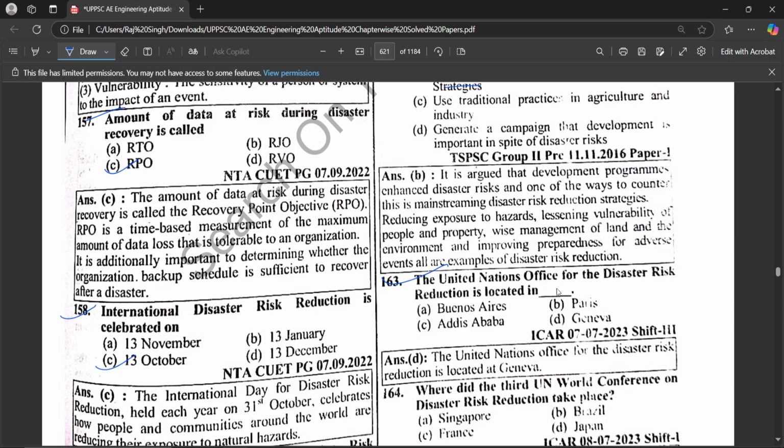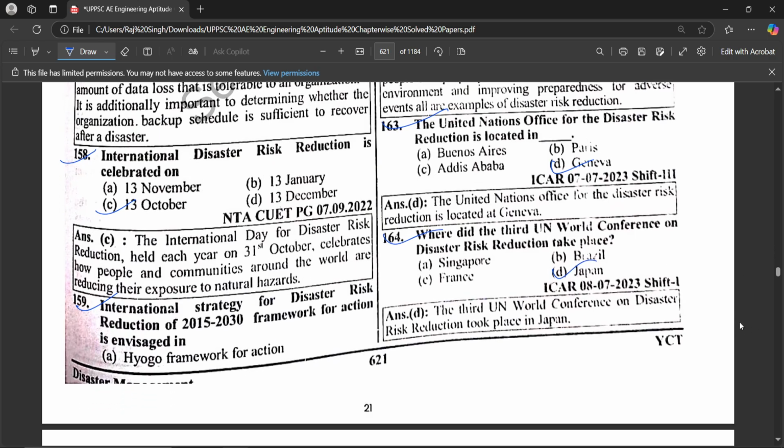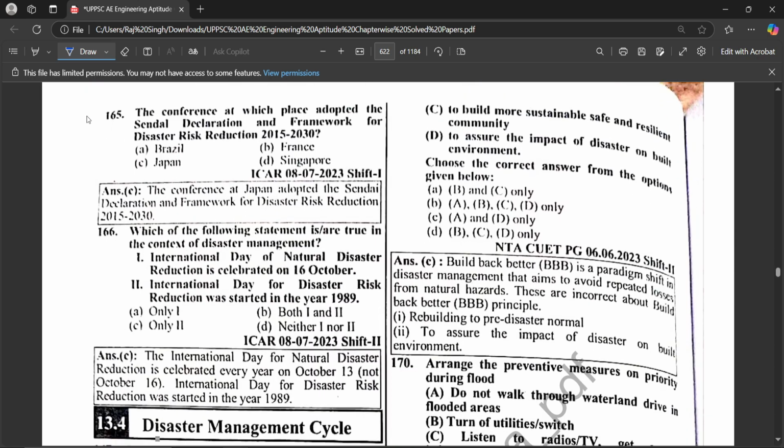The United Nations Office for Disaster Risk Reduction is located in Geneva. Where did the third UN World Conference on Disaster Risk Reduction take place? In Japan. Okay, let's see the next question. The conference at which place adopted the Sendai Declaration and Framework for Disaster Risk Reduction 2030? Japan.